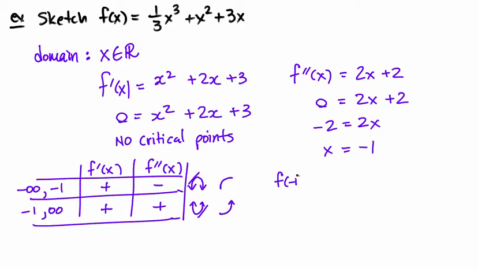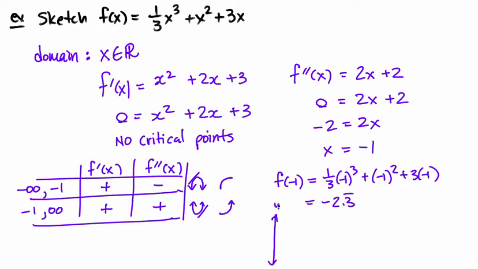So f of negative 1 is equal to 1/3 of negative 1 cubed plus negative 1 squared plus 3 times negative 1, which is equal to negative 2.3 repeating. And so now I can sketch my graph. Here's my axes, my y and my x, and when x is negative 1, my y value is negative 2.3, and up to that point it has this shape, and past that point it has this shape.